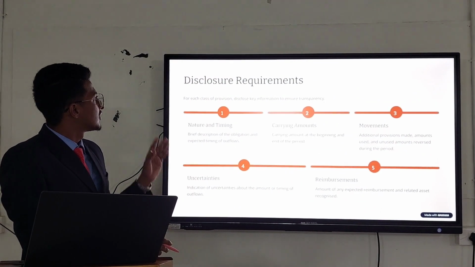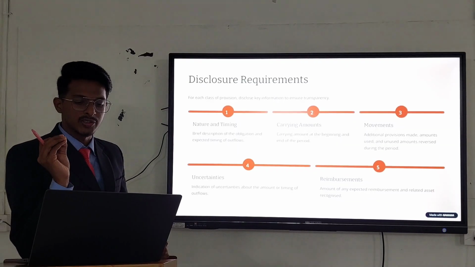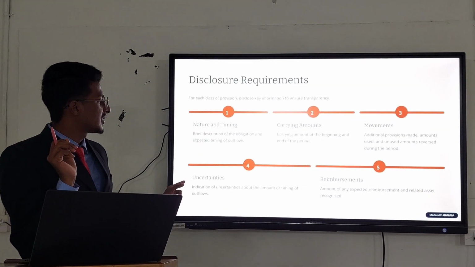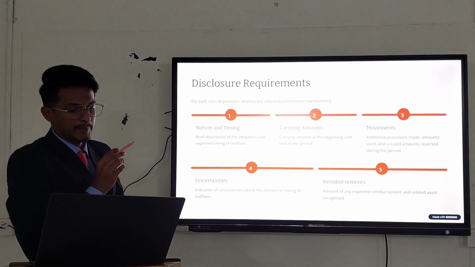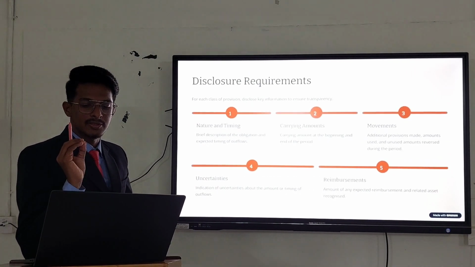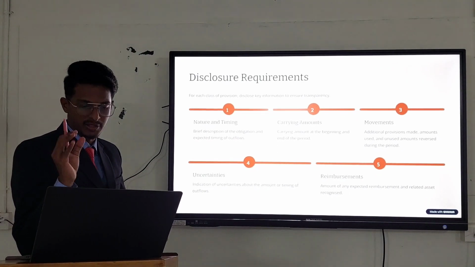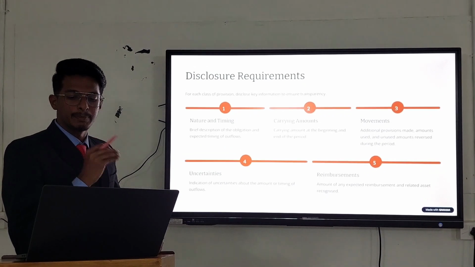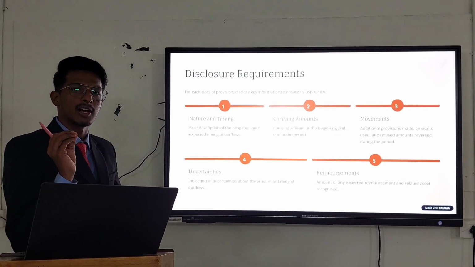Next concept is disclosure requirements. For each class of provision, enterprises should disclose nature and timing, carrying amounts, movements, uncertainties, and reimbursements. The first one is nature and timing: a brief description of the nature of the obligation and the expected timing of any resulting outflow of economic benefits. The next one is carrying amounts: the carrying amounts at the beginning and at the end of the period. Additional provisions made during the period are to be considered.